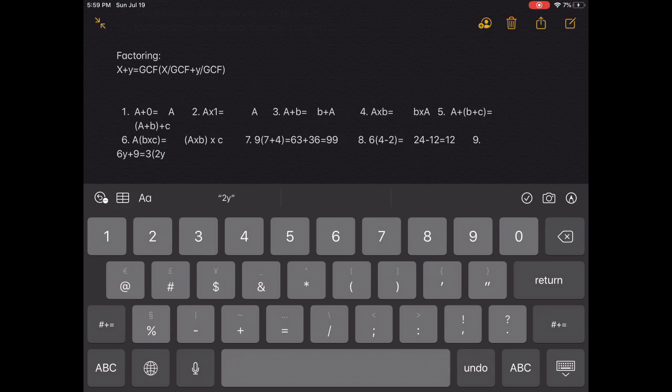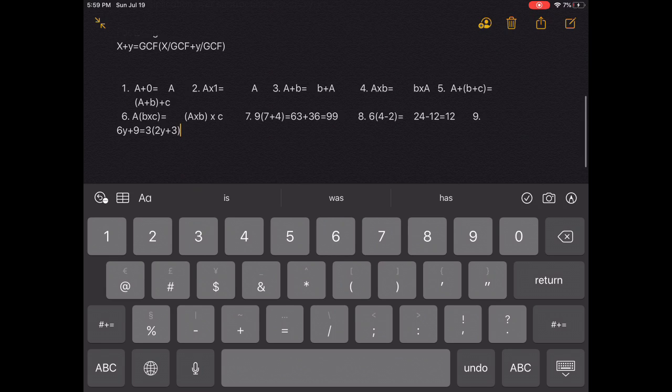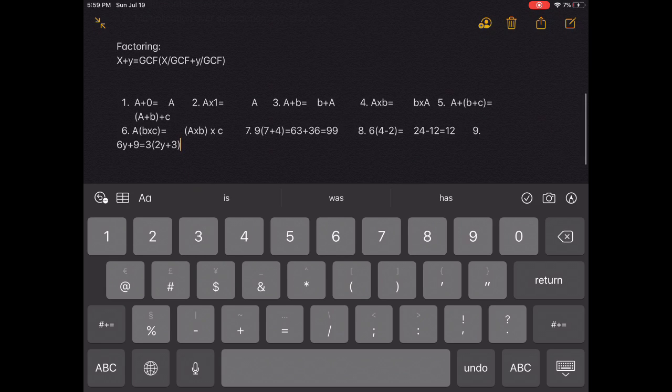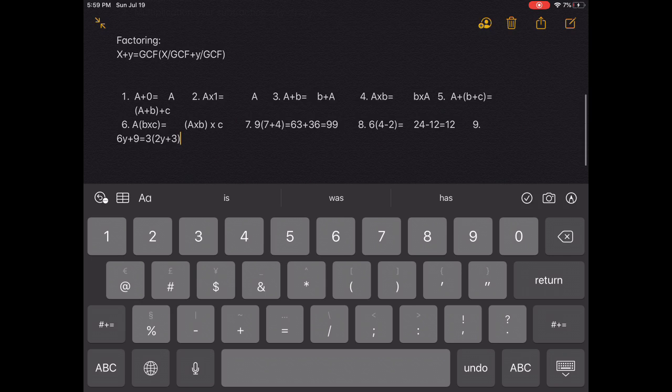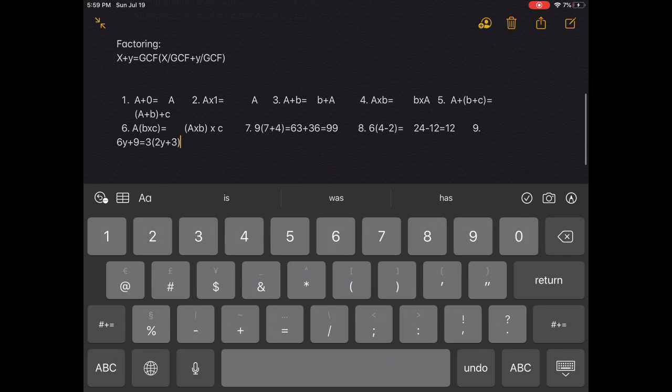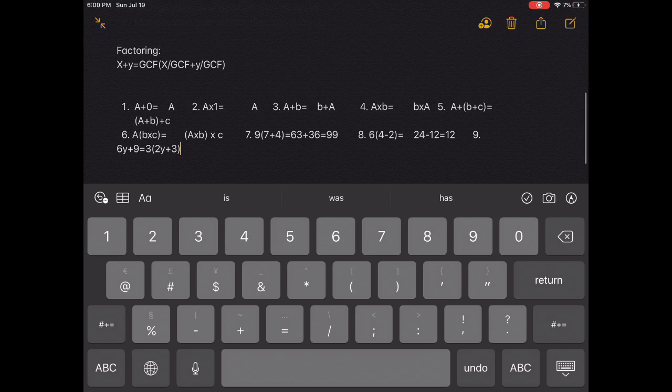After that, here's what you do. So the y in this case will be the 9. And 9 divided by 3, which is the GCF, will be 3. So the answer for number 9, aka the last problem, is going to be 3 and then in parentheses 2y plus 3. So I hope you enjoyed this video.